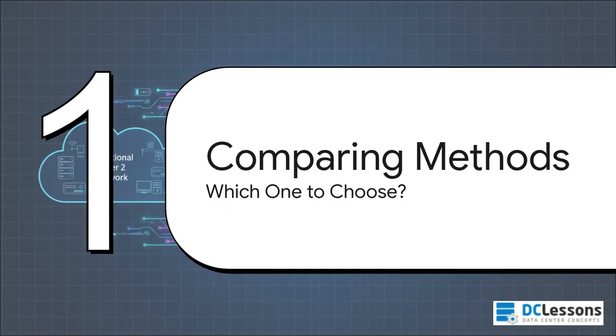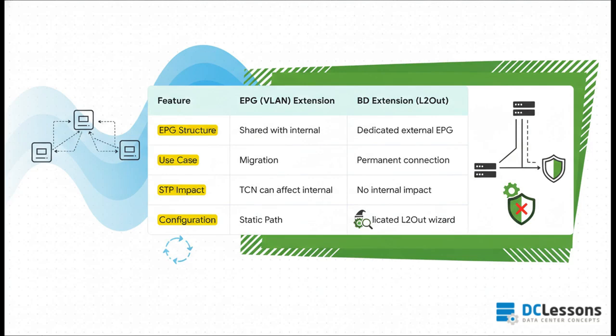All right, so we've looked at both methods in pretty good detail now, EPG extension and the bridge domain extension with an L2 out. So let's put them head to head. It's time to figure out which one is the right tool for your specific job. Let's break down the real differences here. The big one is the EPG structure. With EPG extension, everybody, internal and external devices, they all share one big EPG. But with bridge domain extension, the external network gets its own, dedicated EPG. This really means EPG extension is perfect for those temporary migration projects. But the BD extension, with its super clean policy separation and the fact that it's immune to external spanning tree events, that's built for permanent, rock-solid, secure connections.